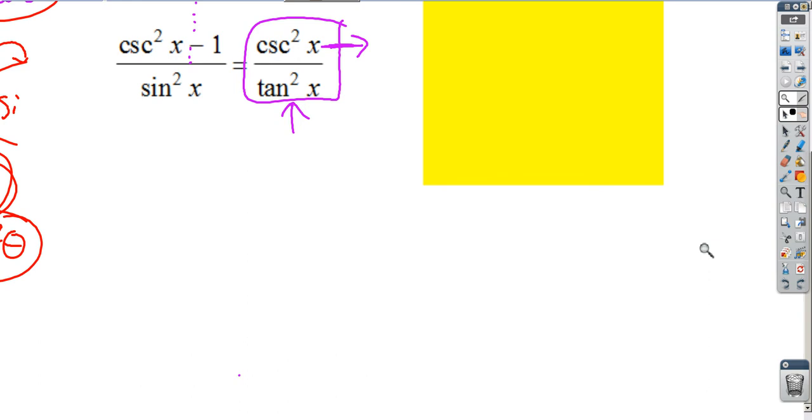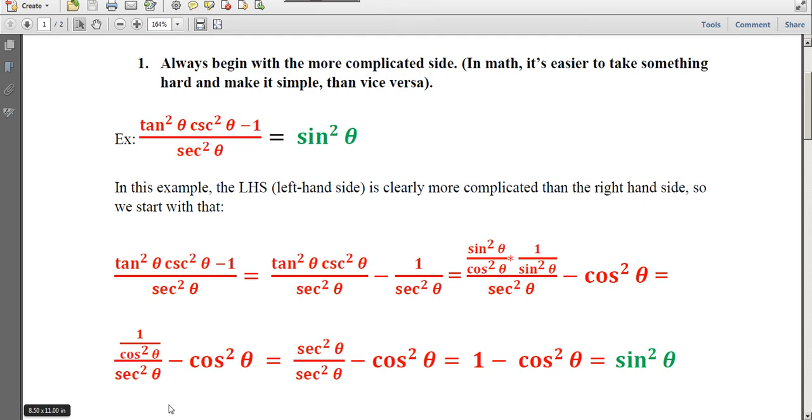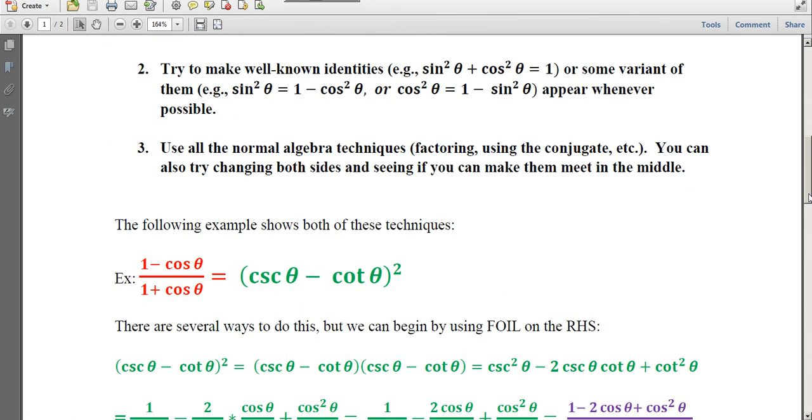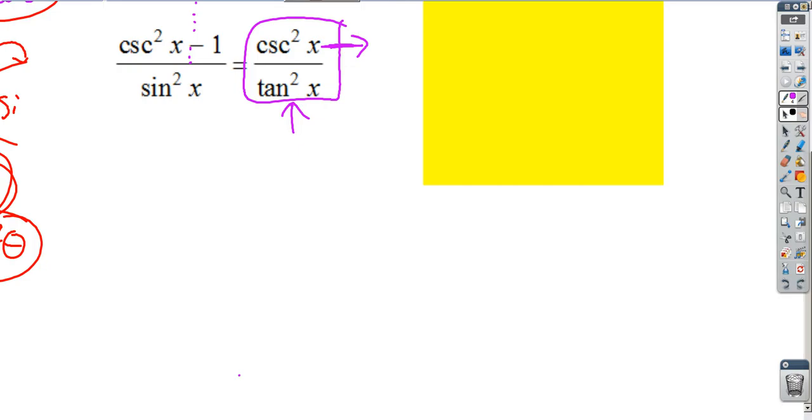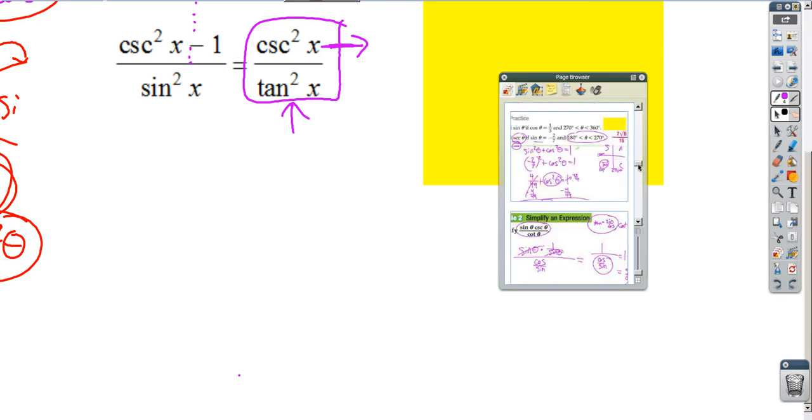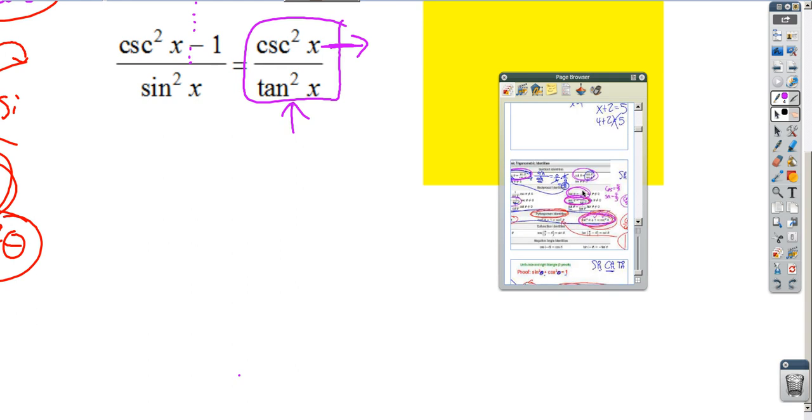Okay, so what can we do now? Let's go back to our sheet because one of these strategies will always work. So we start with a more complicated side. We did that. Okay, second strategy, try to make well-known identities appear. Sine squared plus cosine squared is the most well-known identity, but it's not the only one. So if we look at the left side, cosec squared, you might remember there is an identity that involves cosec squared. Okay, and I'll point it out to you.